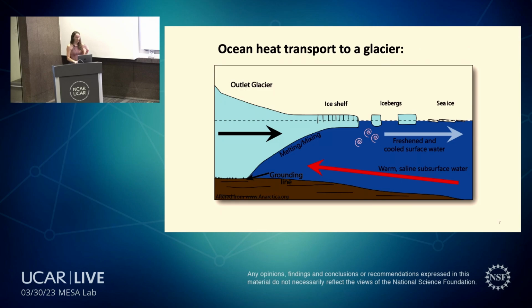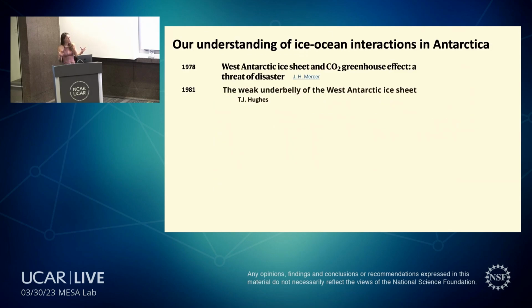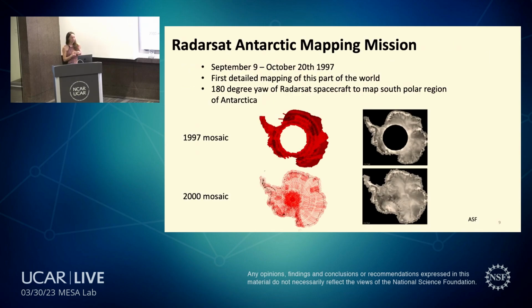And this ice-ocean interaction, these processes are relatively new to our understanding. So we began to start to realize that West Antarctica especially, not just Antarctica, is really important to the climate system and would be potentially responding rapidly to carbon dioxide increases in global warming in the near future. But at that period of time, we had very little understanding of Antarctica. We had no full map of Antarctica, very few measurements, and it wasn't until the RadarSat Antarctic mapping mission in 1997 where we actually got our first full look, our first map of Antarctica.